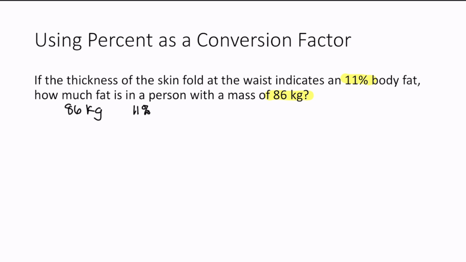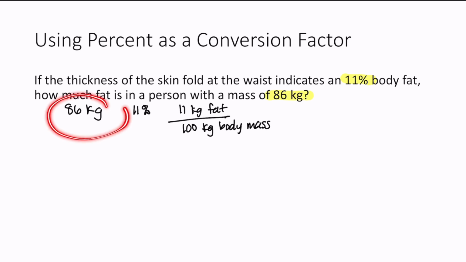This doesn't really help me because I notice I only have units on the top. So I'm going to break my percentage down. My percentage, 11%, means that I have 11 kilograms of fat per 100 kilograms of body mass. When I rewrite my 11% like that, it makes it much more obvious that the 86 kilograms does not have a number on the bottom, so it can't be a conversion factor, whereas my body percentage, my fat percentage, does. So my given is 86 kilograms.